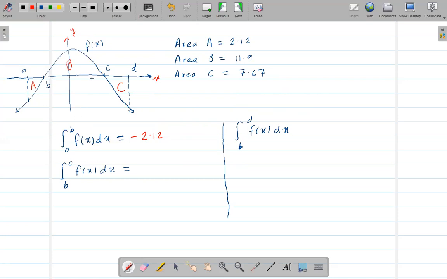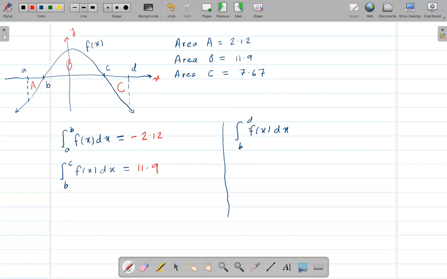Similarly, from B to C, there is an area enclosed by the graph and the x-axis, but this area is above the x-axis, right? So this area will be positive, which means it will be positive 11.9. From B to C, it's just from this point to this point. So that's it. It's going to be positive 11.9, right?